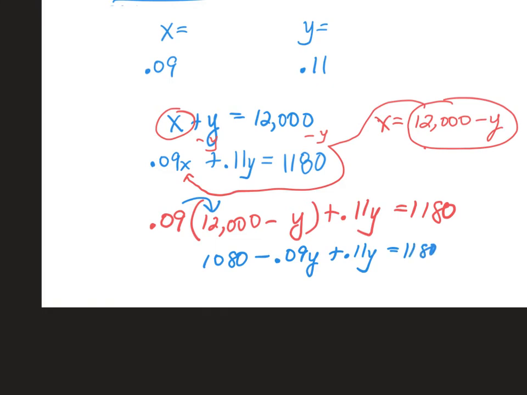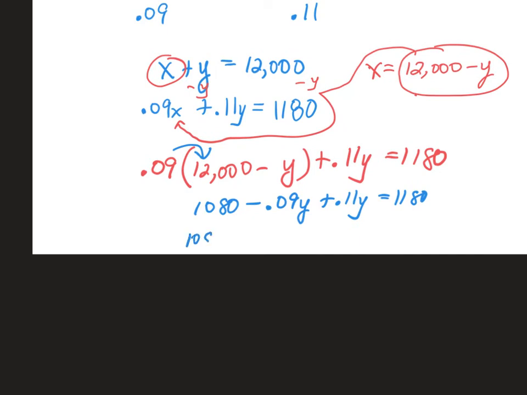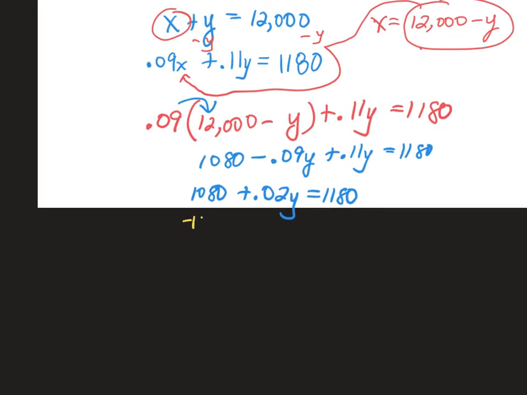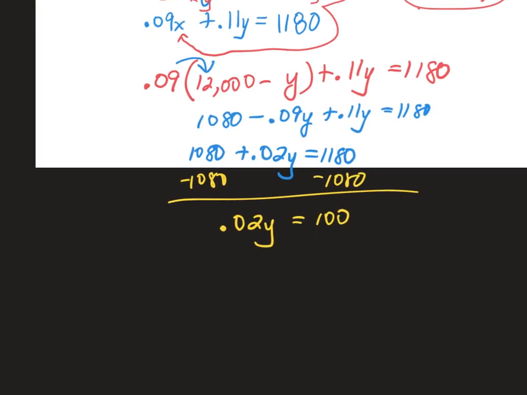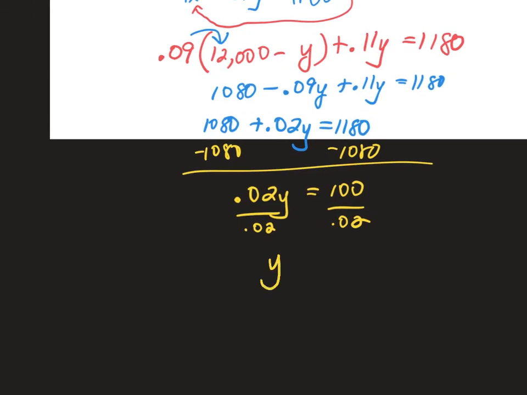Questions? So I have 1,080, and then I have negative 0.09 plus 0.11 gives me what? Plus 0.02y equals 1,180. Now what? Subtract 1,080 from both sides. So I get 0.02y equals, what's 1,180 minus 1,080? 100. Now what? Divide by 0.02. So 100 divided by 0.02. And I get what? Y equals 5,000.